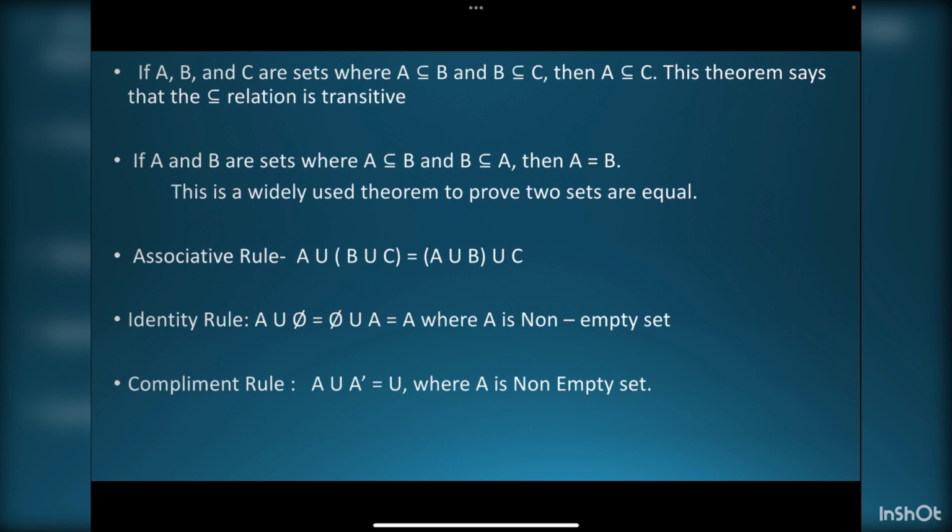Okay, the complement rule. The complement rule tells you that if U is the universal set, then A union A complement comes to the whole universal set, where A is a non-empty set. Okay, the next rule is the null rule. The null rule says that if U is the universal set and A is a non-empty set, then A union U is the whole universal set.